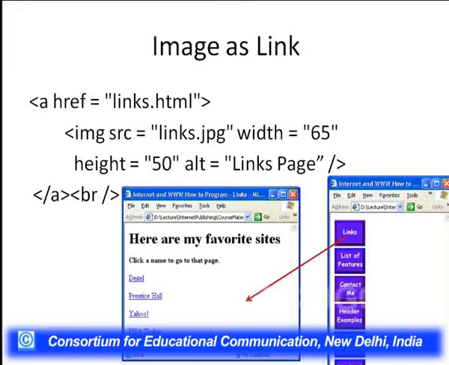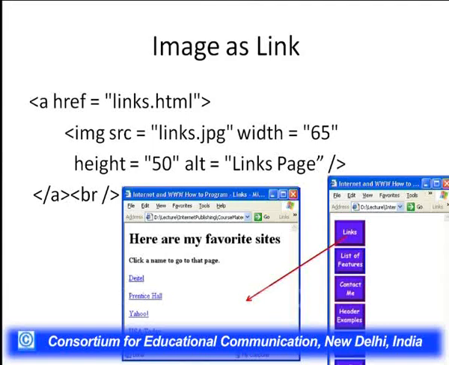Then another important topic is image as a link. When we were discussing hyperlinks, we had said that a hyperlink need not necessarily be text only, and an image can also act as a hyperlink. Now it is very simple to convert an image into a hyperlink. The only thing is that where you are specifying the linked text, you will just specify the image. So you specify a href and the file which you want to link, that is the links.html file. Then you specify the image.